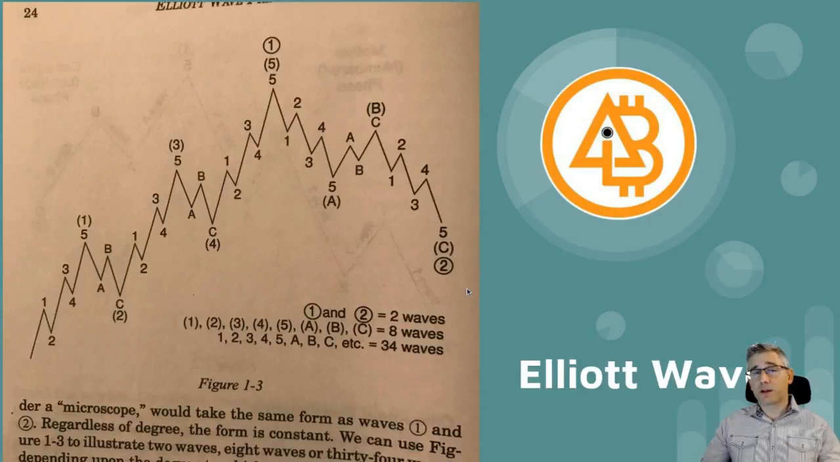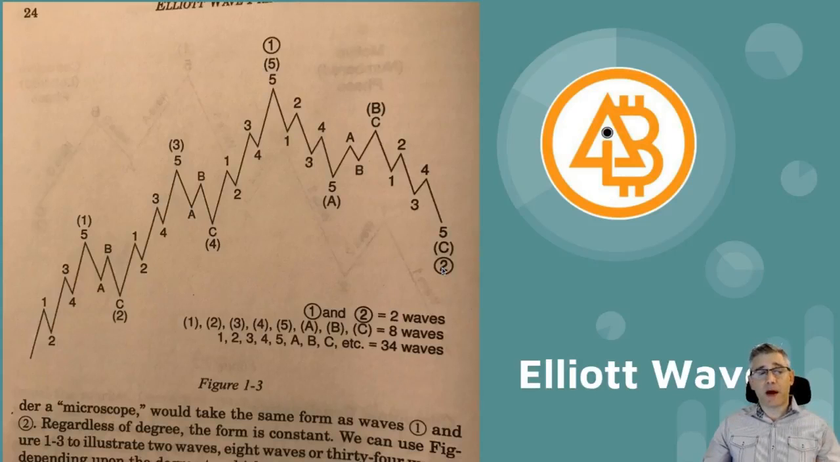Now if we zoom out a little bit, we can see, if we look at the numbers in parentheses, this is a 1, this is a 2, this is a 3, this is a 4, this is a 5, with the 3-movement correction of A, B, and C. If we zoom back a little bit further, we can see this is only the beginning, because this is 1, 2, the first leg of the Elliott wave.